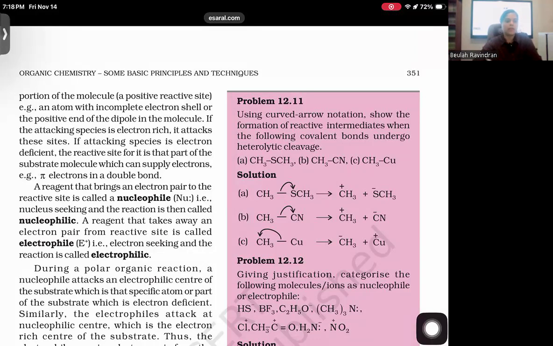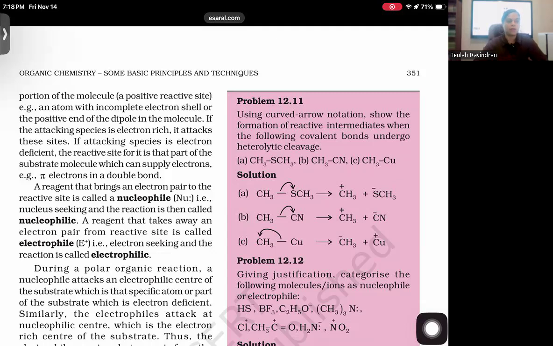So what is an electrophile? It is not a foreign reagent. It is just a molecule, ion or atom that is lacking in electrons. So that is an electrophile. An electrophile is the electron deficient reagent. An electrophilic center is the electron deficient center where the nucleophile can attach.